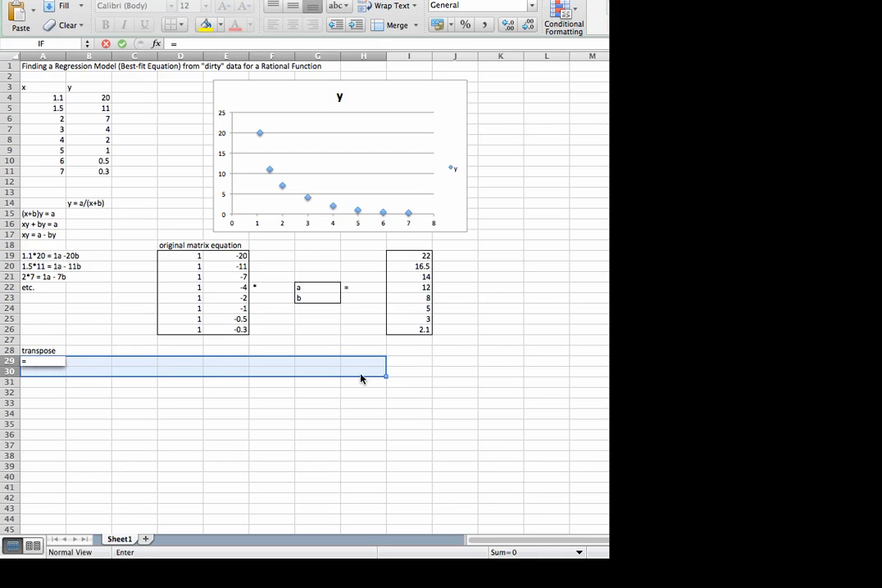We hit equals, transpose, and the array that we want to transpose, or the matrix that we want to transpose, is here. Then we hit Control Shift Enter, and let's just double check. Did it turn our rows into columns, which is the function of the transpose? Yes. Okay, now what we're going to do with that is multiply both sides of this original matrix equation by the transpose to square up our coefficient matrix.